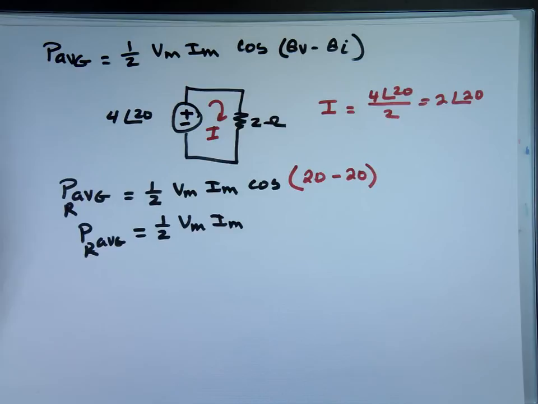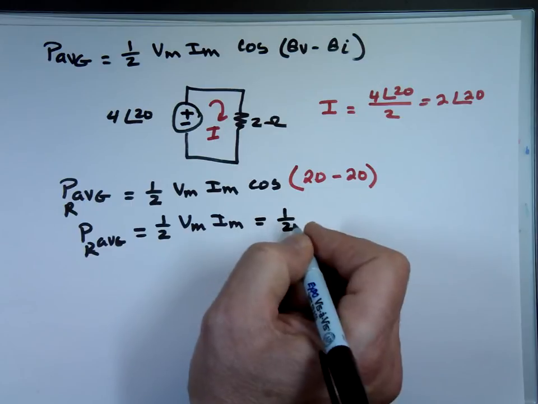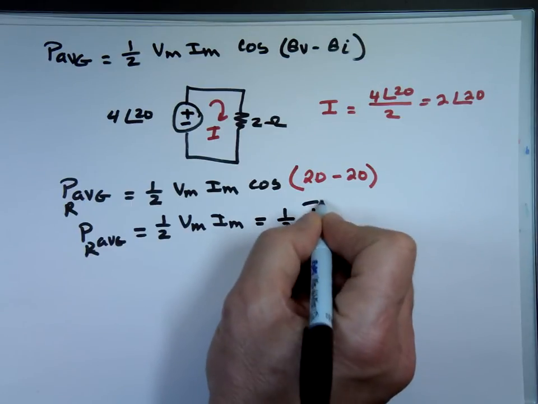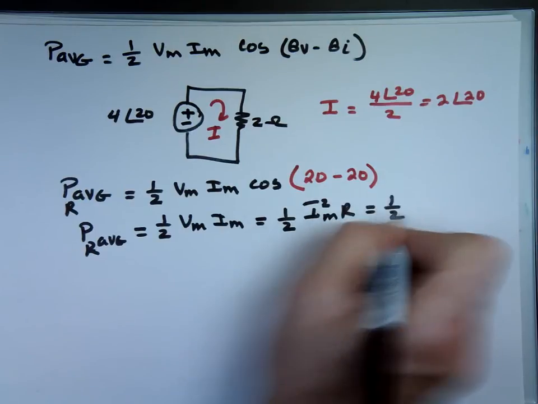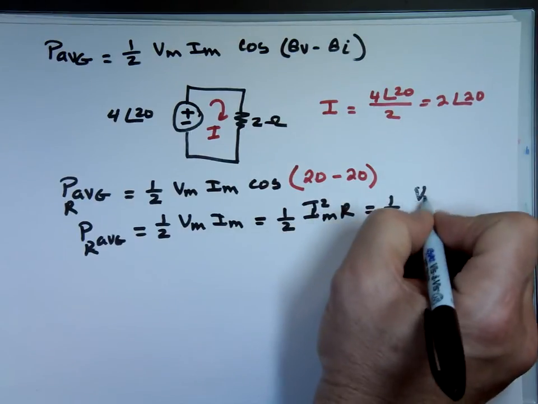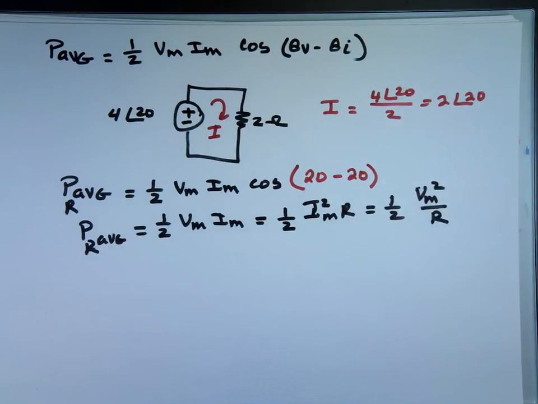Ohm's law, V equals I times R. You can do 1/2 times what? I squared, or 1/2 V max squared over R. You can use any one of them. That's for a resistor. So this is when you have a resistor.